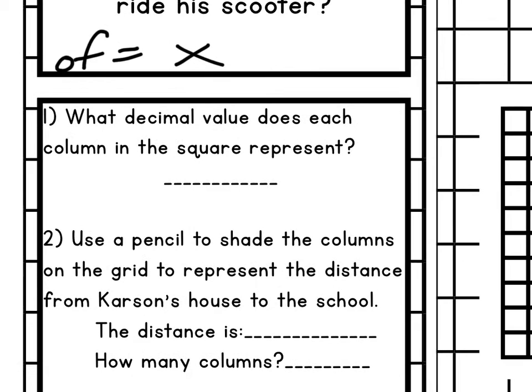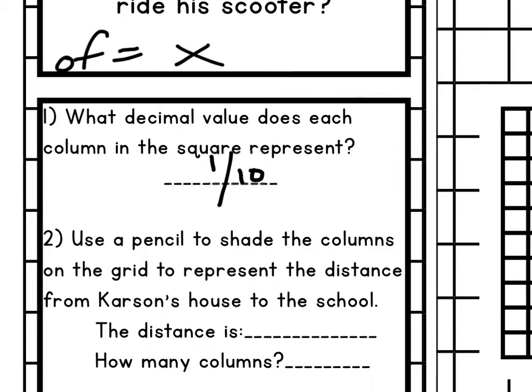We have our hundredths chart, where each little square equals a hundredth, or each column equals a tenth. And so we have 1/10 and 2/10, 3/10, 4/10, all the way to a whole number. So let's look at this. It says, what decimal value does each column represent? That is 1/10.